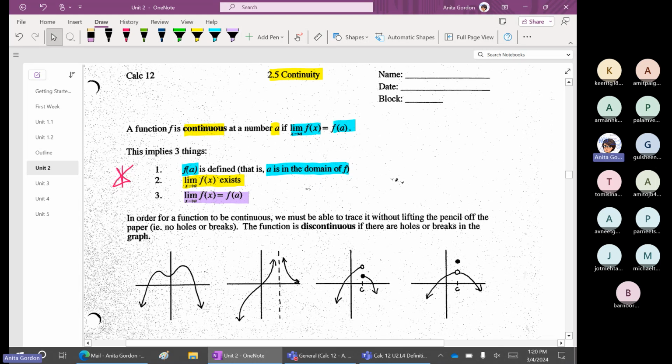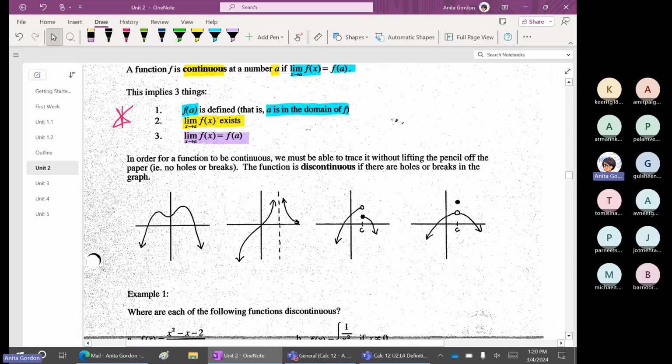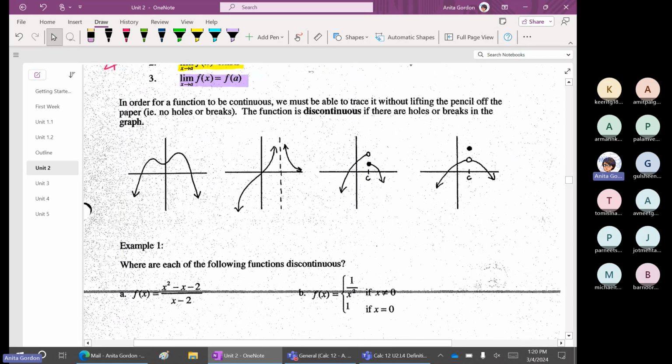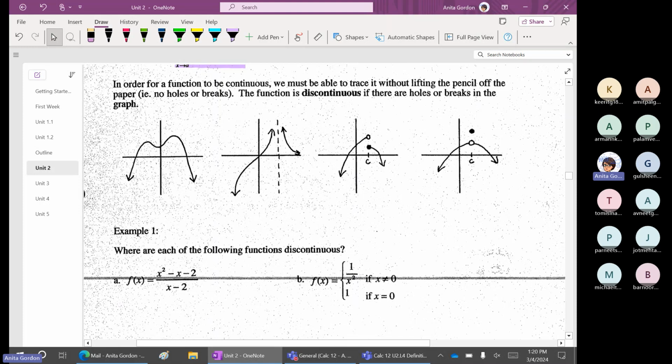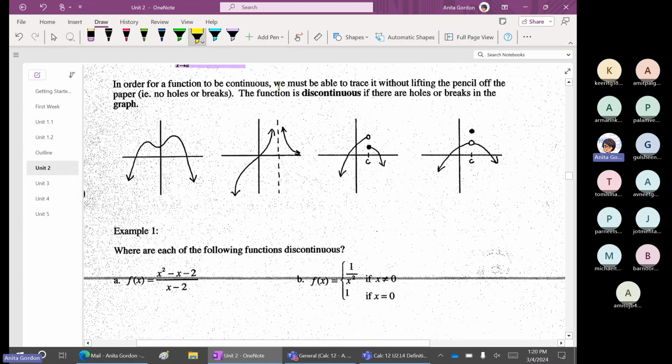So let's take a look at some examples of functions that we've seen before and that we're going to encounter. In order for a function to be continuous, and this is kind of the summary of the entire lesson, we must be able to draw it without lifting the pencil off. No holes and no breaks. The function is discontinuous if there are holes and breaks.